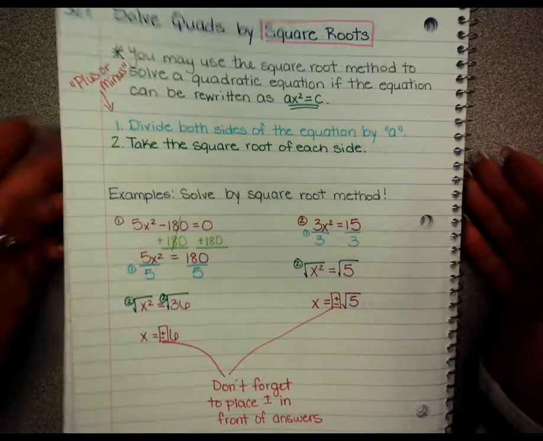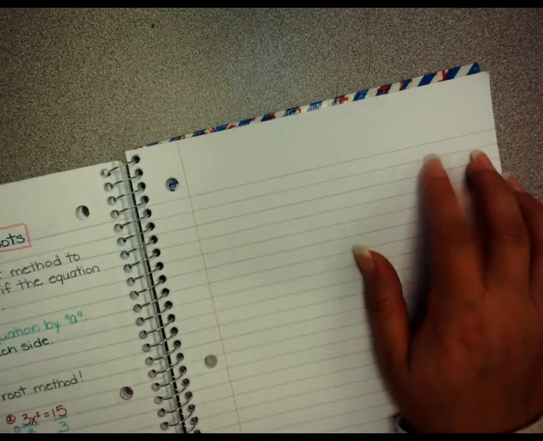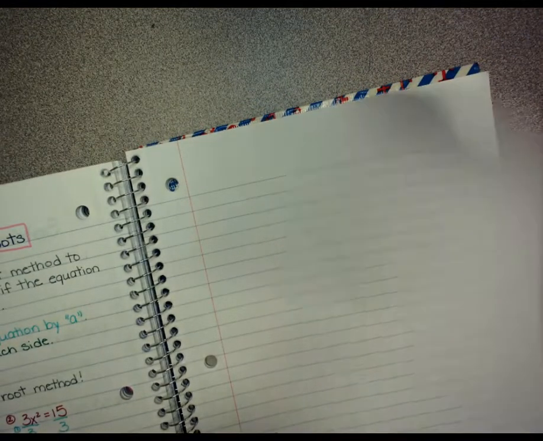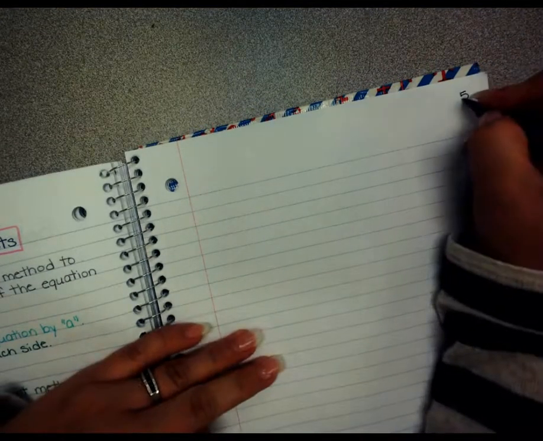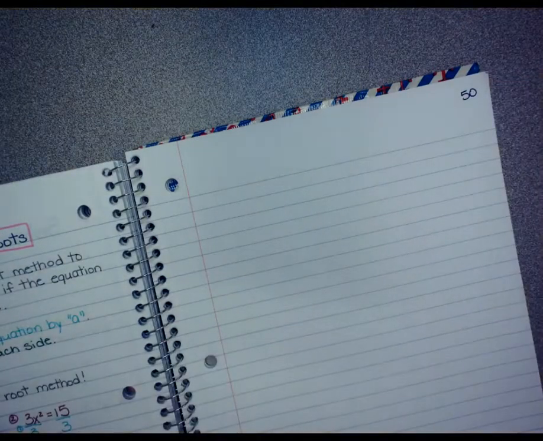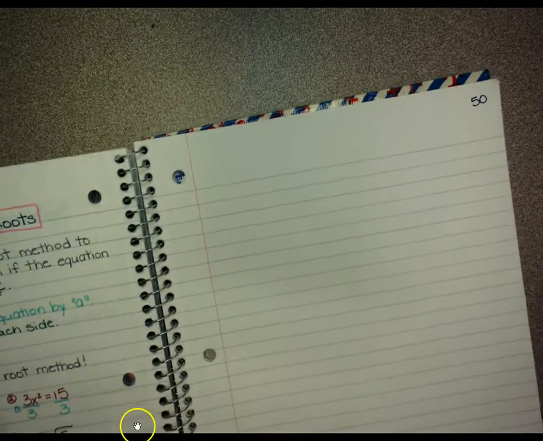Okay, on page 50, leave it open. You're going to have work tomorrow in your stations on page 50. So just leave 50 open. You'll put your work in tomorrow on that page. Okay, so that's it for the solving by square roots.